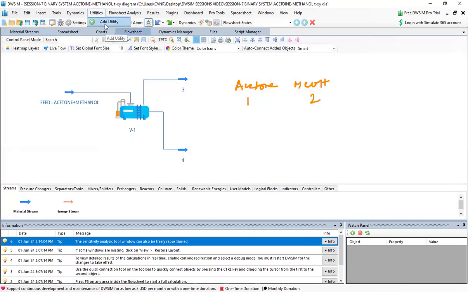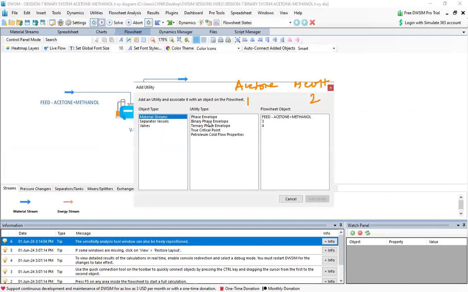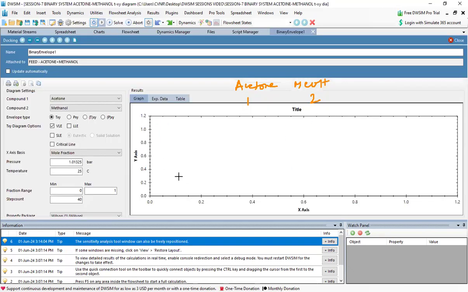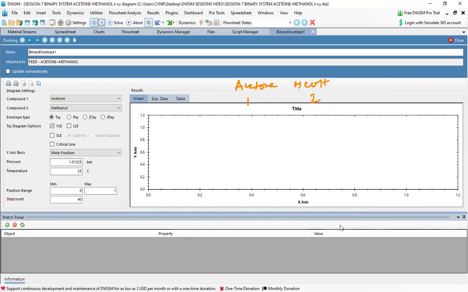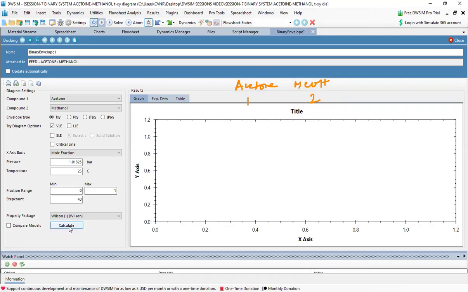Come back, utilities, add utility, material streams. Now binary phase envelope. Now here we are having the correct system. Let me undock this so that we find this calculate part here. Now this is the portion what you are seeing. See, compound 1, as I have mentioned here, is this and compound 2 is this. So you can see here, compound 1, compound 2, acetone and methanol.